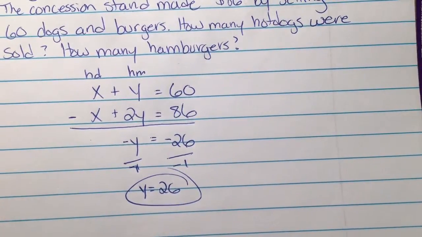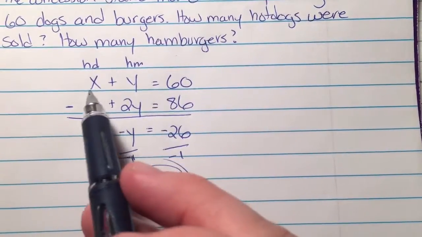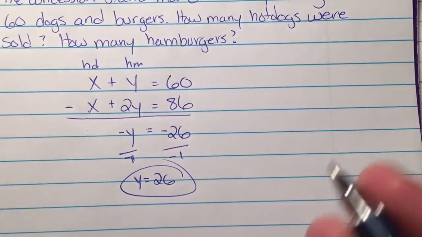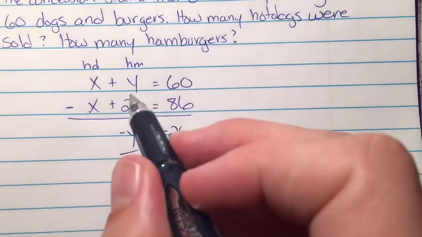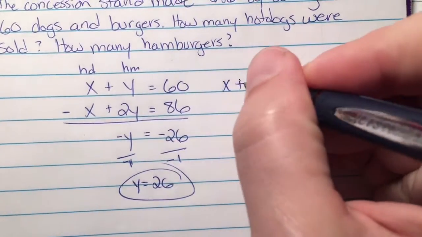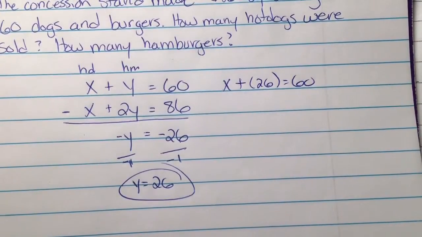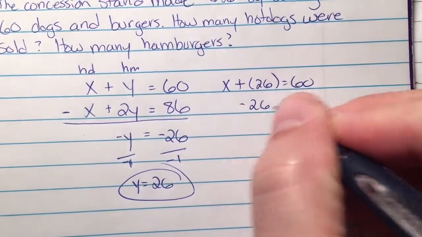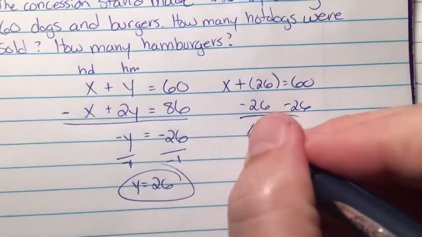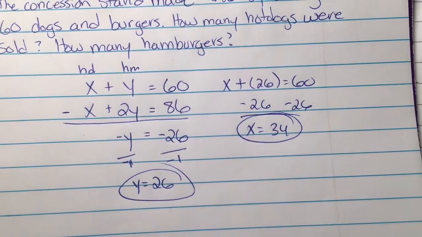Now, in elimination, what do you do once you've got one of the answers? You turn around and you plug it right back in. It doesn't matter which equation you plug it into, just any of the original. I'm going to pick the one that's easier. This looks easier because it has fewer coefficients and a smaller number to deal with. So Y is 26. I'm going to plug it in right there and get X plus 26 equals 60. Solve that, take away the 26 on both sides. X equals 34. So we've got X is 34, Y is 26.